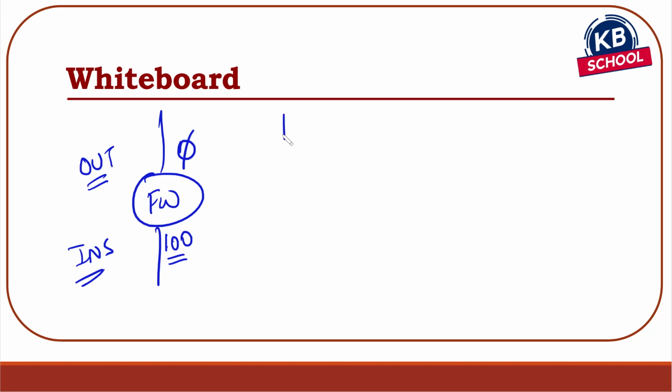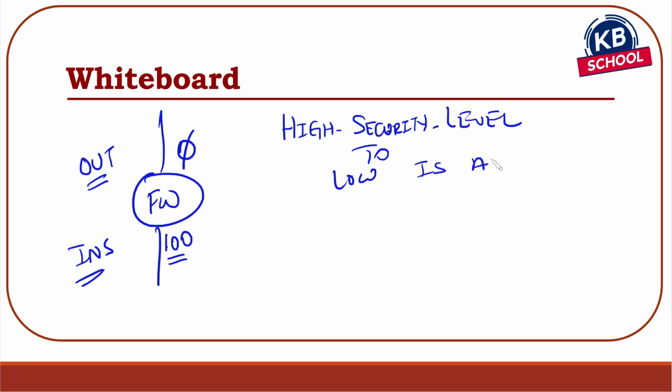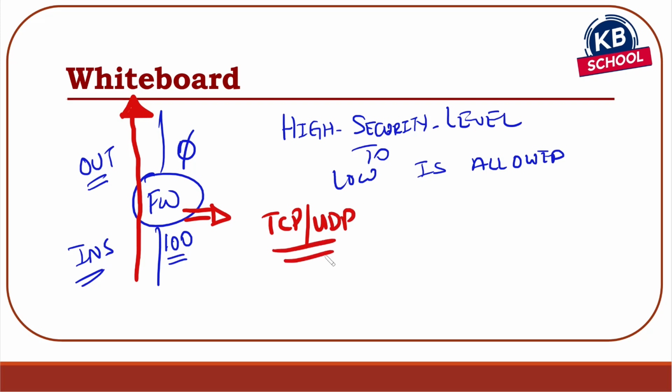Now by default, all traffic going from a high security level interface to low is allowed. So people on your corporate network have the ability to go out to the internet. Not only can they go out, the return traffic, when the traffic was allowed, the firewall does stateful inspection and inspects all TCP and UDP traffic going out. This is called the implicit inspection. It's done implicitly. You won't see a command for it, but it's there.